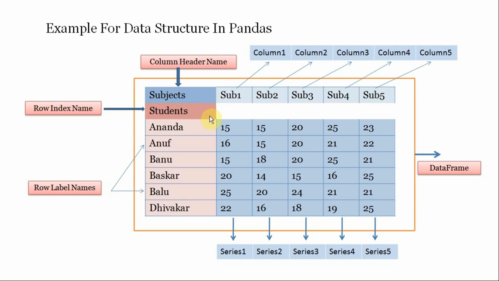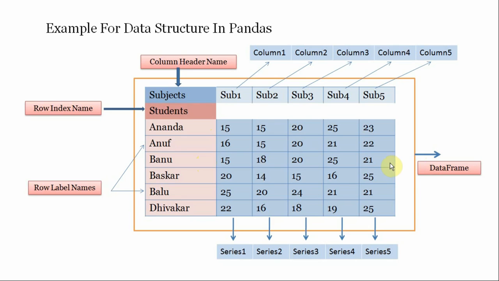Similarly, the entire column names in the column header are represented by the column header name subjects. So subjects are along the column axis and students are along the row axis. The entire rows and columns together is known as the data frame object.